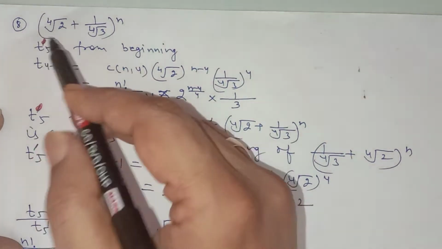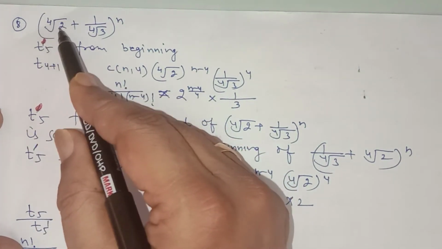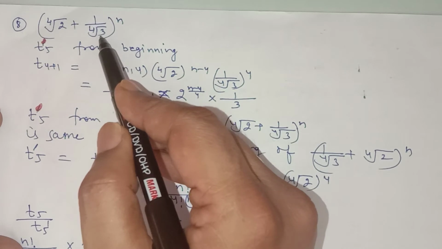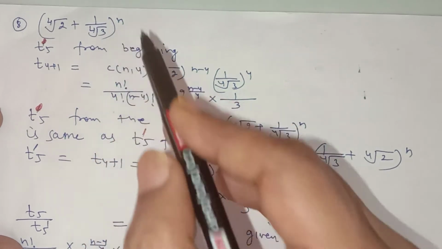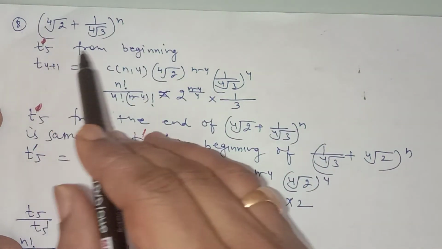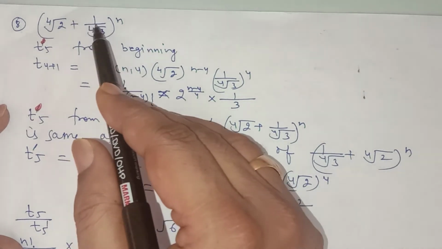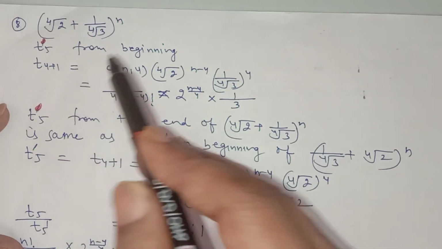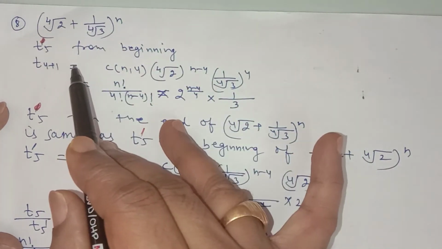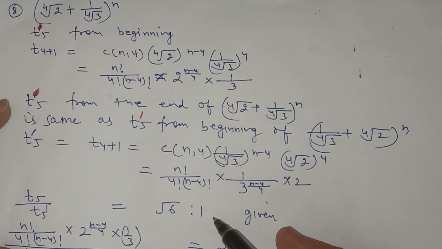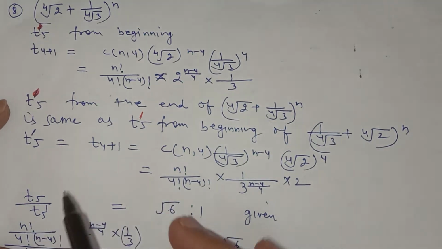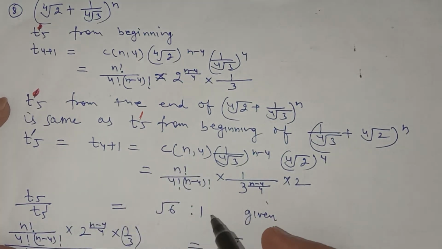It is given that the expression is (fourth root of 2 plus 1 upon fourth root of 3) raised to power n. The ratio between the fifth term from the beginning of this binomial expansion and the fifth term from the end is given as root 6 is to 1, and you have to find the value of n.